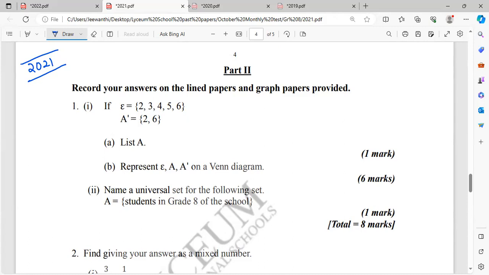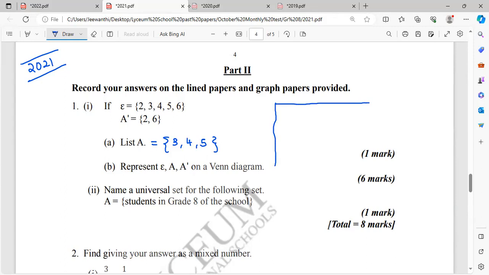Out of these, the A dash or the A complement is 2 and 6. Now, can you list down what are the items you have in A? 3, 4, 5, right? Because we have 2, 3, 4, 5, 6 now. So 2 and 6, the starting number and the ending number, they have taken as the A dash. And the middle 3 numbers, 3, 4, 5, they have taken as A. So when you are representing this, keep this in your mind. Let's see what I am doing here.